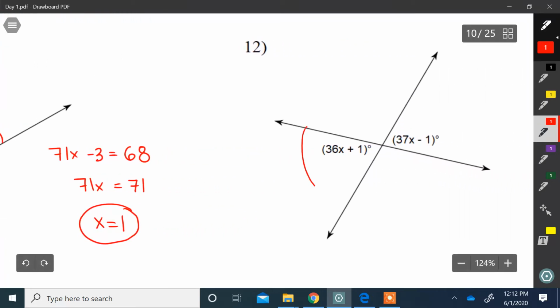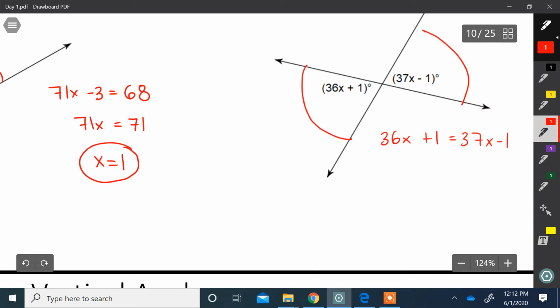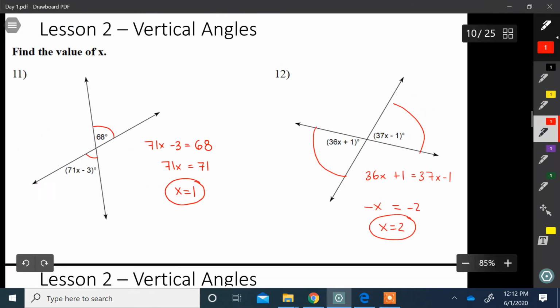Okay, very simple. We were just finding the value of x. Same idea with this one. This one is congruent to that one right there. So that means that 36x plus 1 is equal to 37x minus 1. Okay, bring this over, you get negative x is equal to negative 2. That means x is equal to 2 right there.